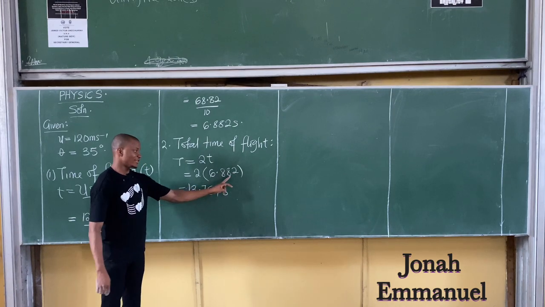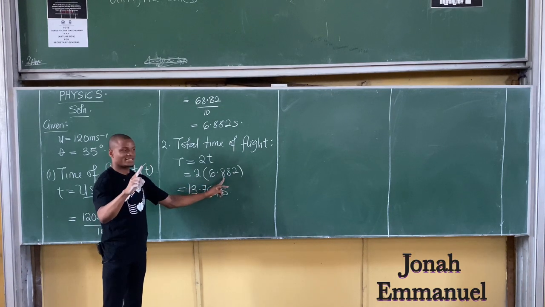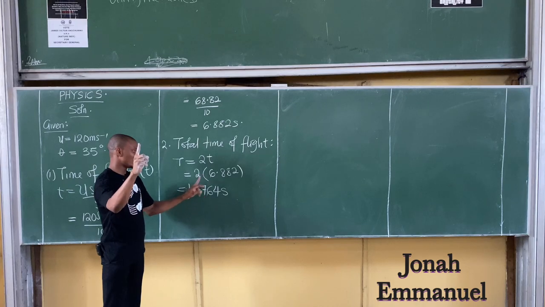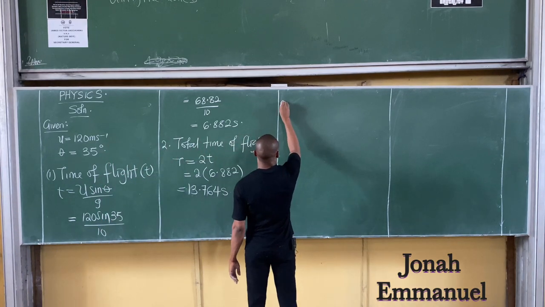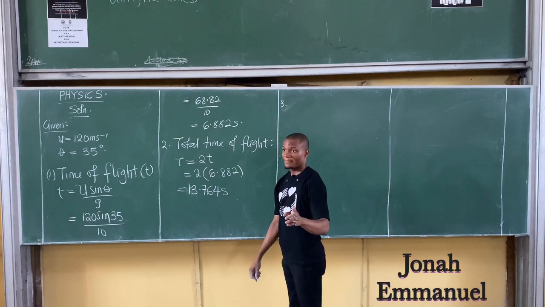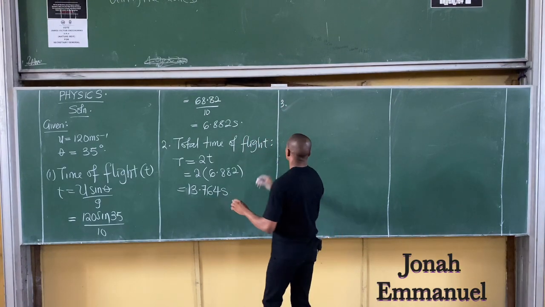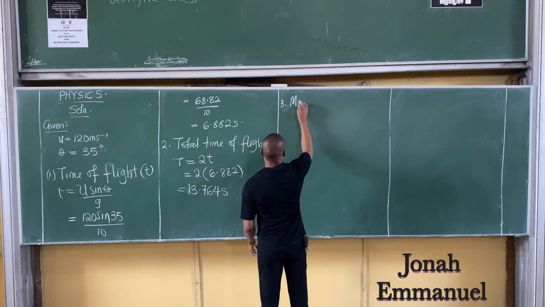2 times 2, 4. 2 times 8, 16. 6 times 1. 2 times 8, 16 plus 1, 17. 7 times 1. 2 times 6, 12 plus 1, 13. So that's it. Number 3. What's next in there? Maximum height.